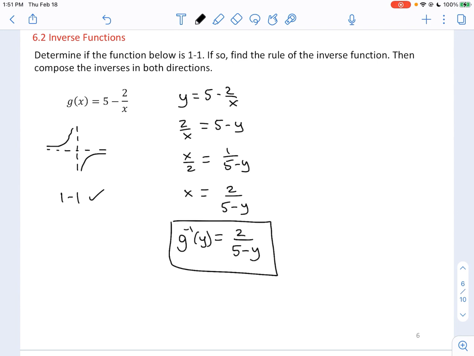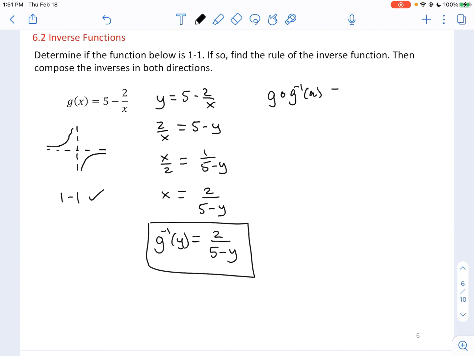Now let's do the compositions. And let's use a as our input just to get away from x's and y's. So let's do g of g inverse of a. So I'm going to take g inverse, which is down here, and change the y to an a. So this is doing g of 2 over 5 minus a. Now I'm going to take that 2 over 5 minus a and plug it into the g function.